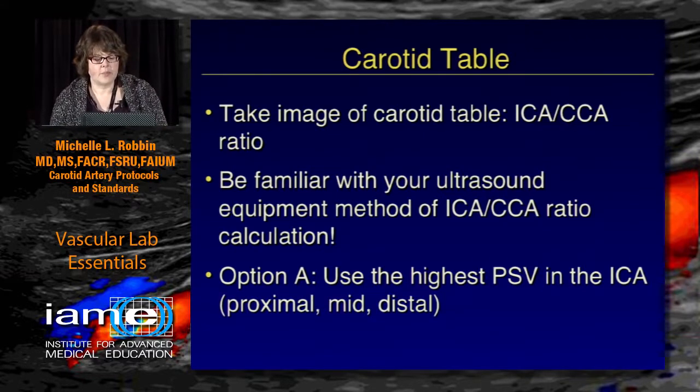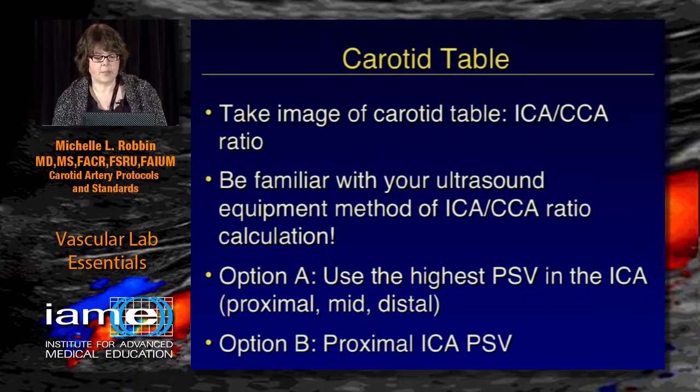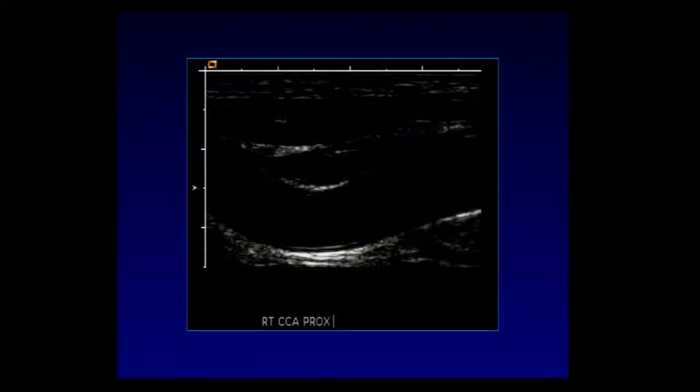There's a couple of options, and the manufacturers may have decided for you, but you need to know what the answer is. Option A: use the highest peak systolic velocity in the ICA. By highest peak systolic velocity in the ICA, they will take it wherever it happens. If it's in the distal, even though it's maybe from an artery that's diving down and there's really not a stenosis, or the mid, or the proximal, it'll take the highest. Option B is proximal ICA peak systolic velocity. So you need to know which one. And I'll show you an example of that in a minute.